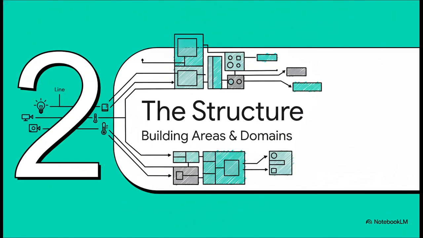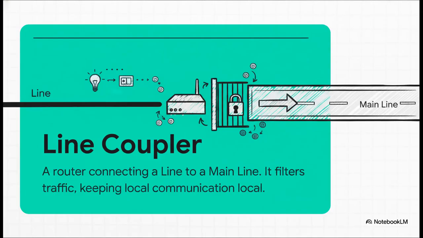Now let's zoom out again and look at the next level of this whole hierarchy. So the next key player is the line coupler. You can think of this as a smart little router. Its job is to connect our line to a much bigger highway, which is called a main line.